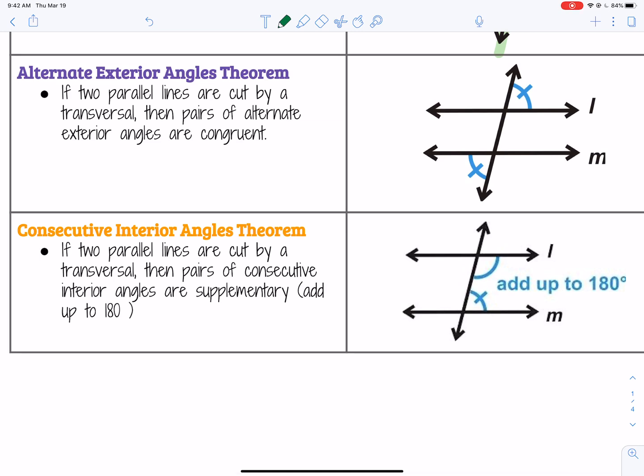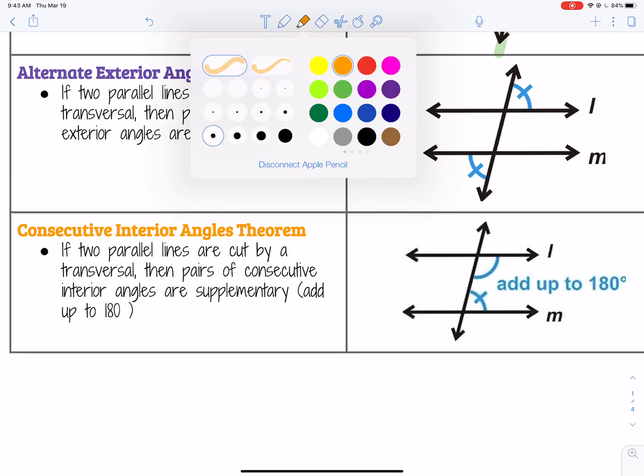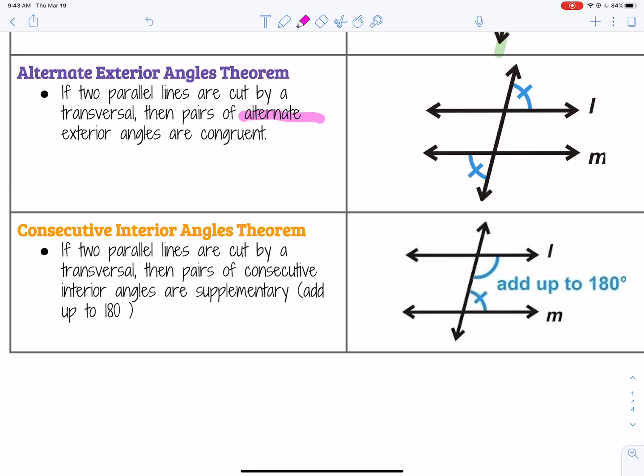This is alternate exterior angles now. And this theorem says if two parallel lines are cut by a transversal, then pairs of alternate, so remember that's on opposite sides of the transversal. So alternate would mean like this one's on the left of the transversal and that one's on the right.